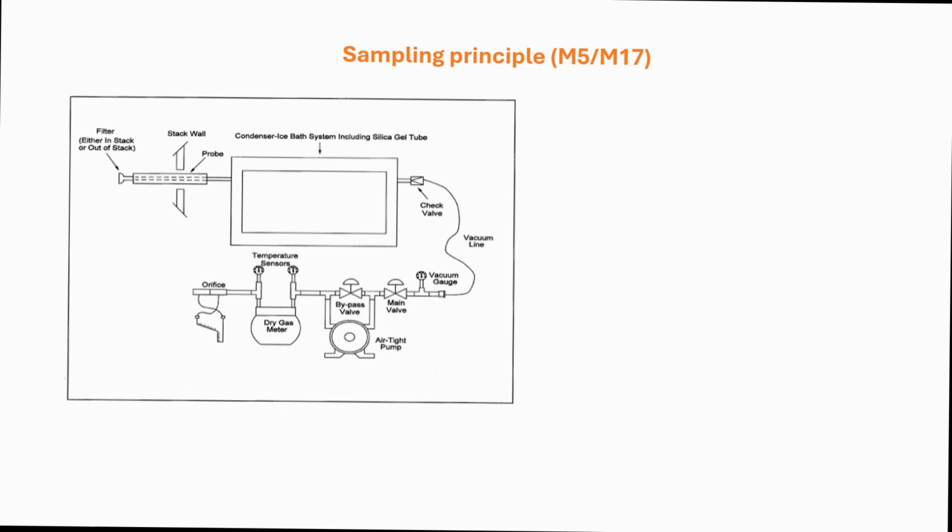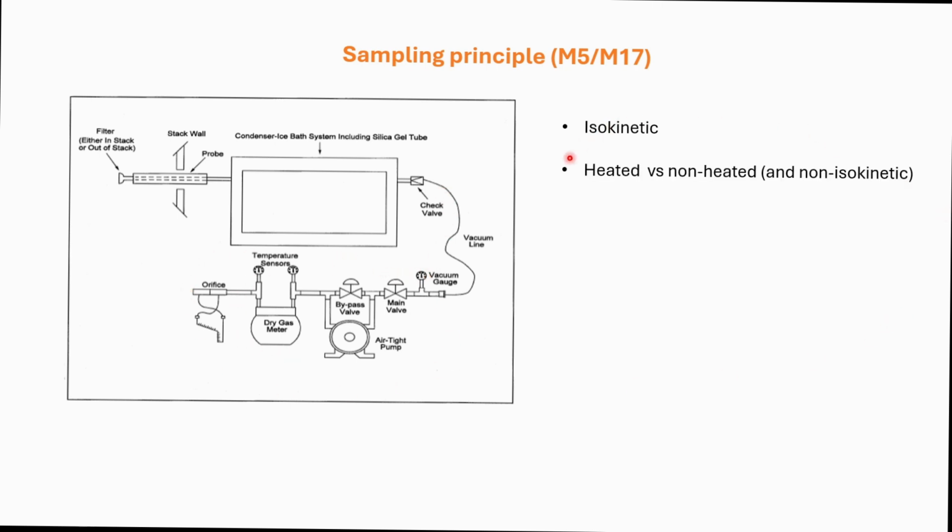The basic principle of this method is that you will be sampling isokinetically. As you can see here from the train, you have the probe where you'll be sampling the gas in isokinetically using either in-stack or out-of-stack filtration. You have a condenser in which you will be condensing the moisture that's inside your gas, and then you have the metering system of your train.